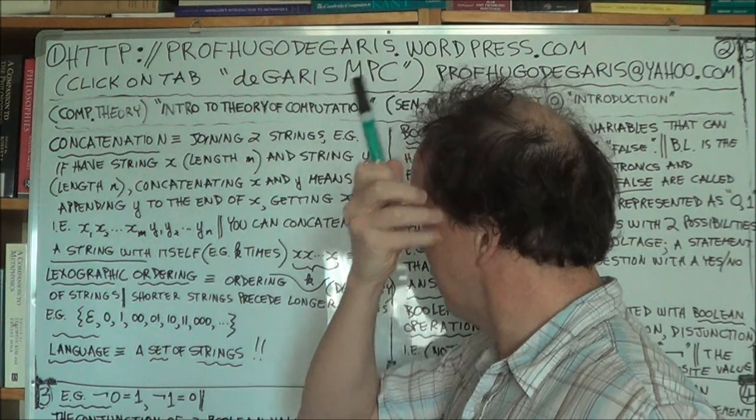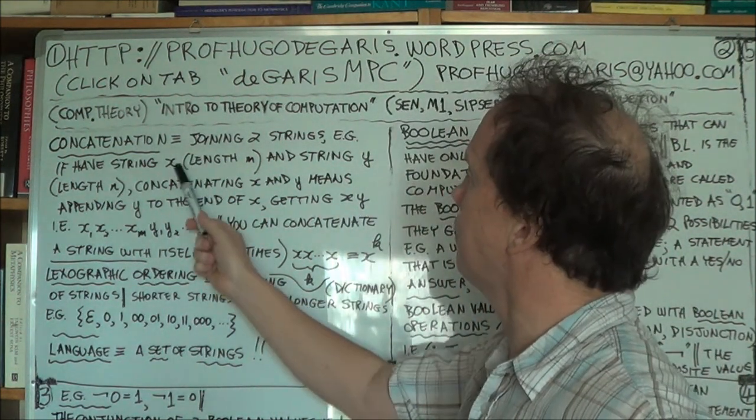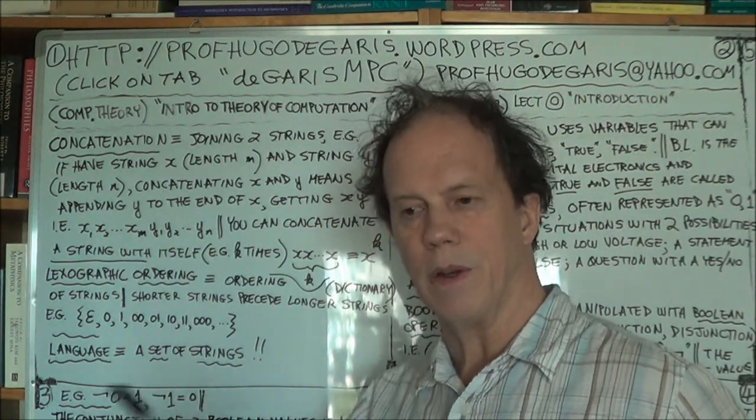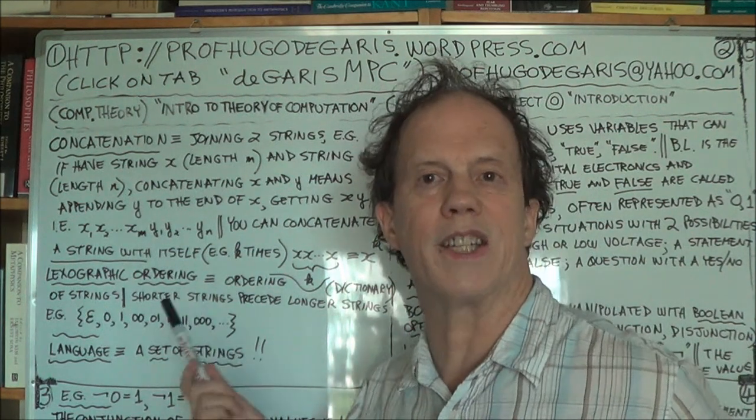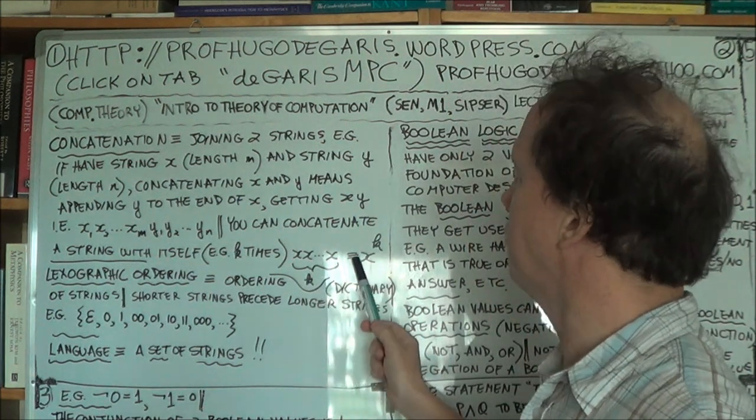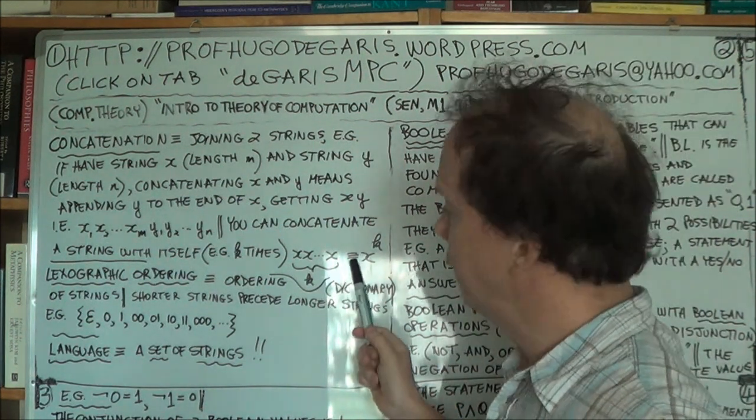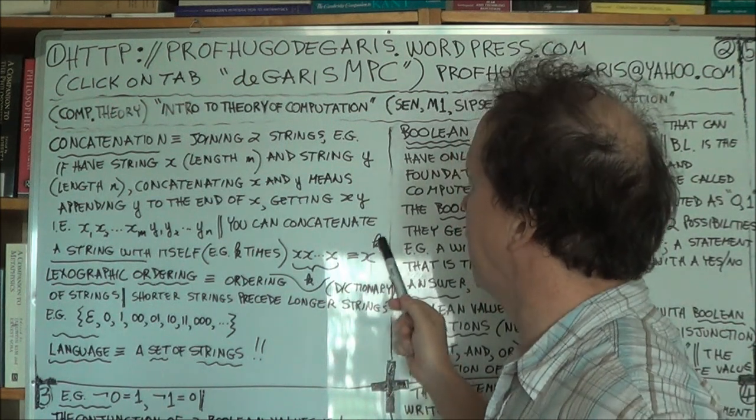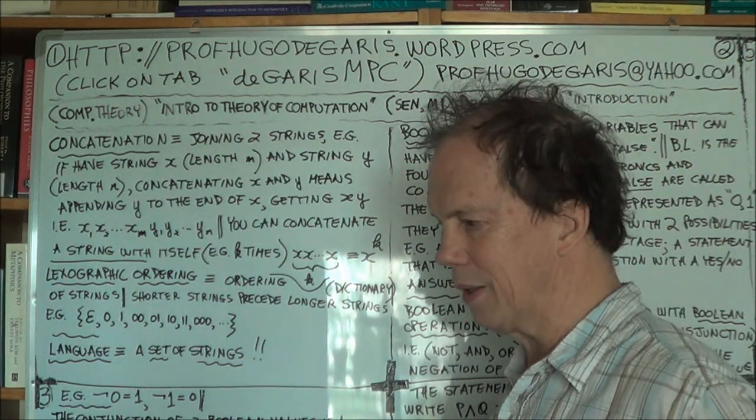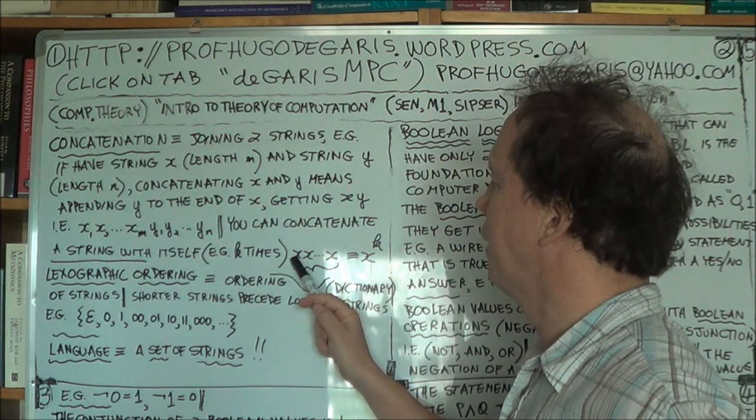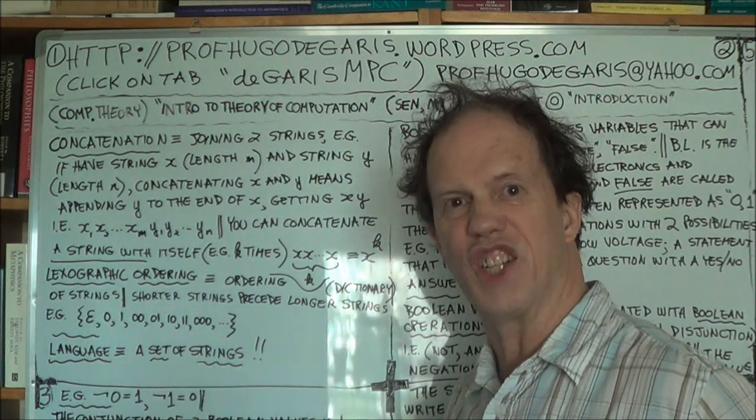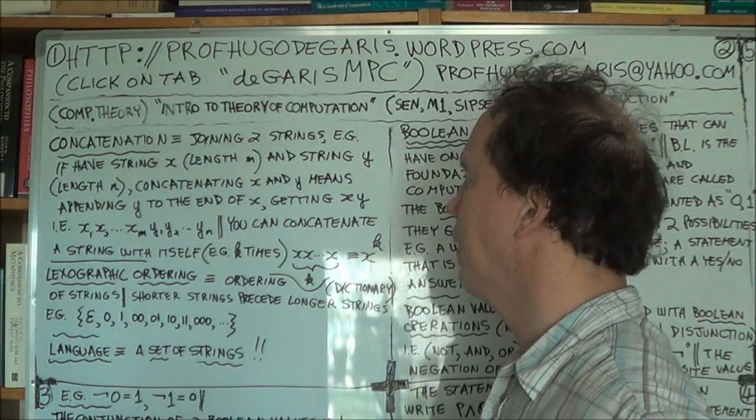Now you can concatenate a string with itself, so instead of X and Y you can just do X with X. So you just get a repeat of the string, and you could do that k times. So X, k times, and you can rewrite that, by definition, as just X to the k. K is a positive integer, a natural number, telling you how many X's you have in your concatenated string. So X to the k.